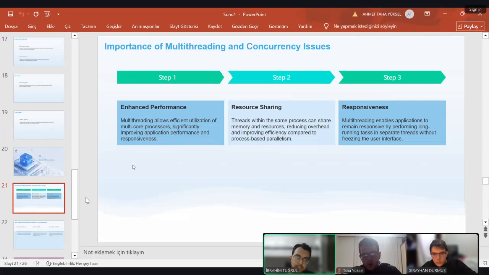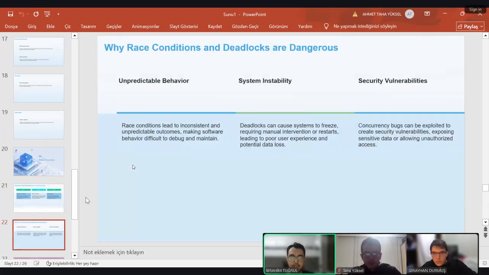And step three is responsiveness. Multi-threading enables applications to remain responsive by performing long-running tasks in separate threads without freezing the user interface. Why are race conditions and deadlocks dangerous? Unpredictable behavior, system instability, and security vulnerabilities.